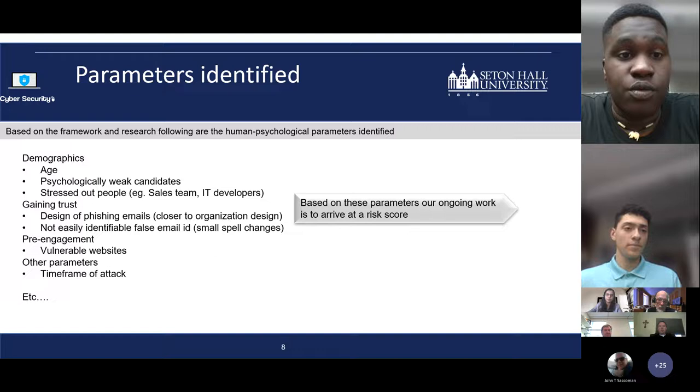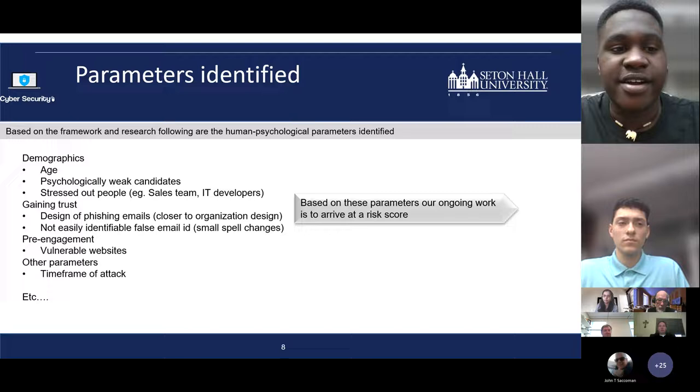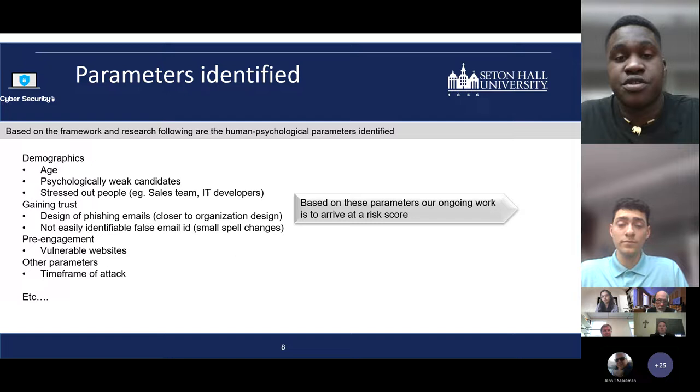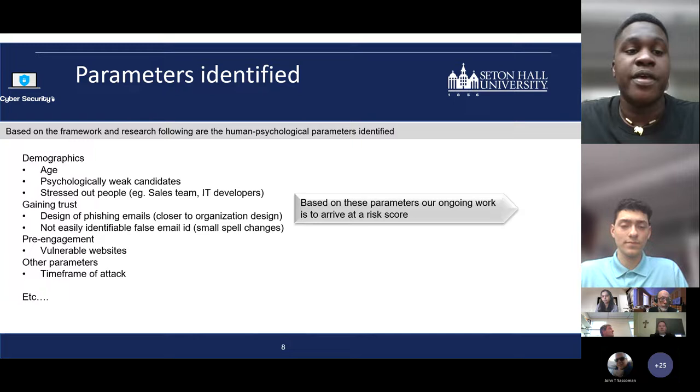What's next is, of course, the parameters identified. This is kind of like step one for an attacker: understanding who exactly they're trying to attack. In the case of Jasiel and I, we wanted to take a look at people who shop online and people who play video games online.